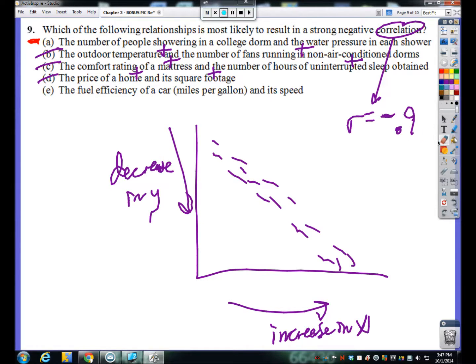Now E, fuel efficiency of a car in miles per gallon and its speed. Now we did an example in the book that was related to this. And at first you might think, all right, as speed increases, your miles to the gallon is going to decrease, right? Because the faster a car moves, the more energy it needs to consume and its fuel efficiency is going to drop. Okay, but we also talked about what if you're traveling 0 miles an hour, your fuel efficiency is going to be 0. So we talked about, if you remember this, the graph kind of looked like this.